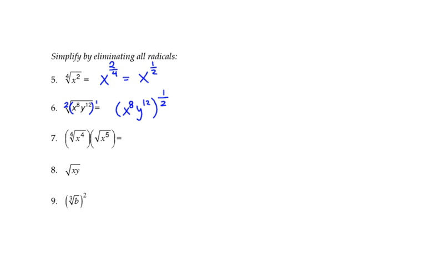Okay, we could take this one step further. With exponent laws, if you have a power to a power, does anyone remember what we do with those? Multiply. If we have power to a power, we multiply them. So that would be 8 times a half, 4, and 12 times a half, 6. Which makes sense because we're square rooting it, so it cuts them in half.